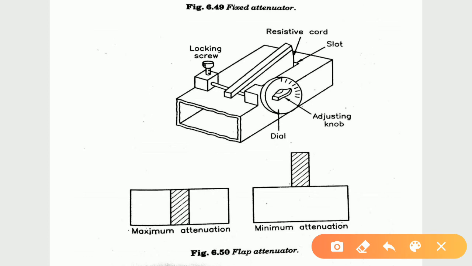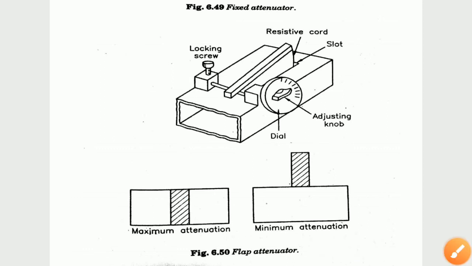If you see, this is the resistive card, or let's say a disc, which is inserted into this waveguide. This is the external structure of the waveguide, and this is the resistive card which is inserted into the waveguide. If you see this diagram, it is completely inserted into the waveguide, so it provides maximum attenuation. It provides maximum attenuation because it blocks the complete signal traveling through this waveguide.